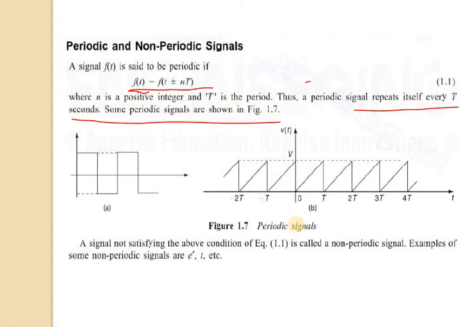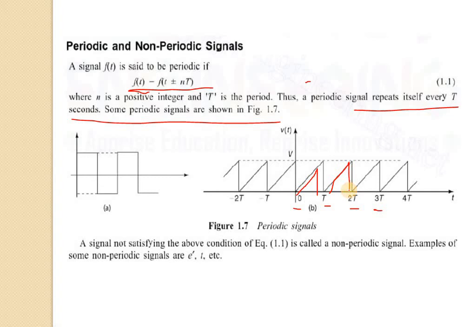See, throughout the time the difference is T: from T to 2T, that means the difference is T; here 2T to 3T, difference T. And throughout the time it is maintaining the same periodic nature. That means it is a periodic signal.